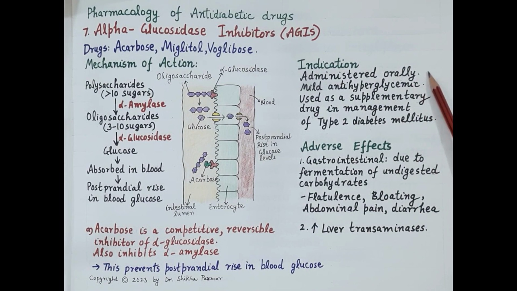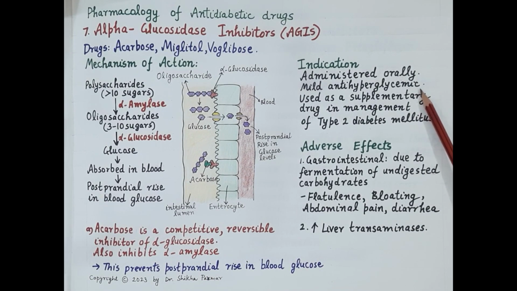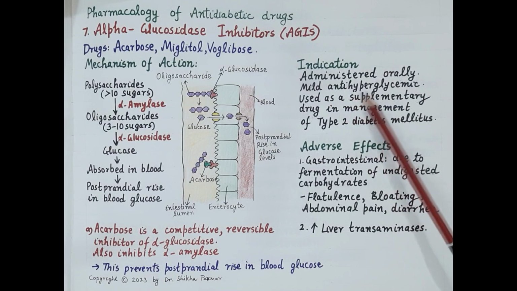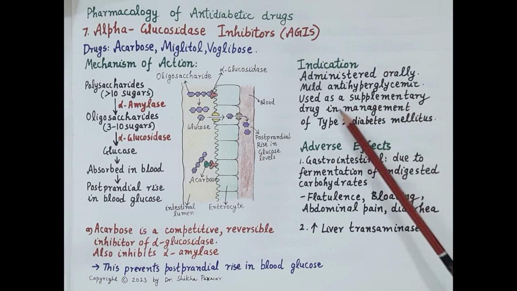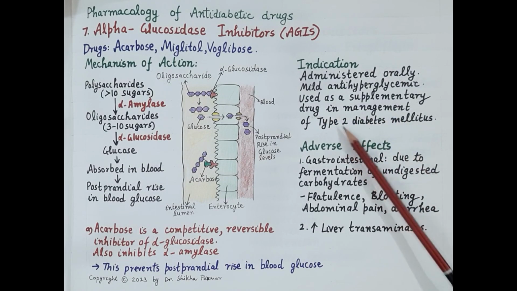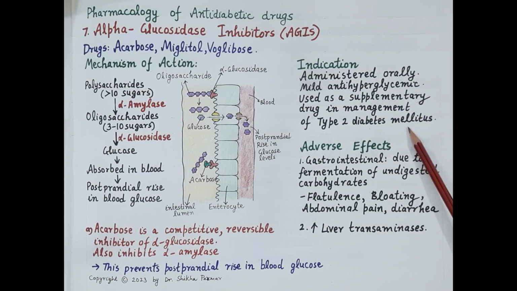Now, indications of acarbose. Acarbose is administered orally. As it prevents absorption of glucose in the blood and prevents a rise in blood glucose levels, it is termed a mild anti-hyperglycemic. It is used as a supplementary drug, that means it is used as an additional drug. It is used along with other anti-diabetic drugs in the management of type 2 diabetes mellitus.